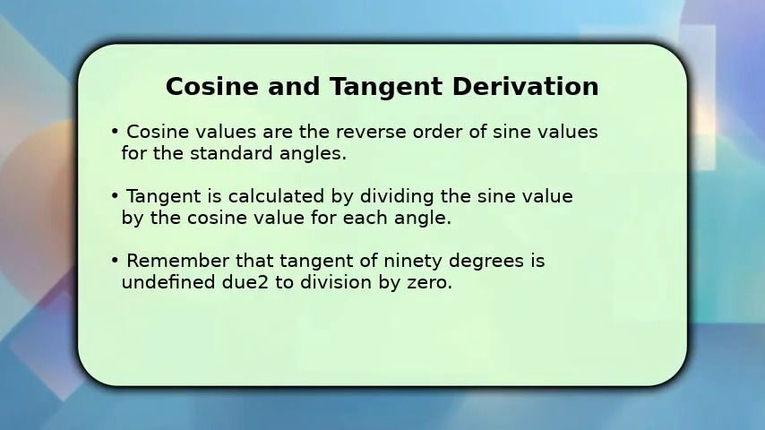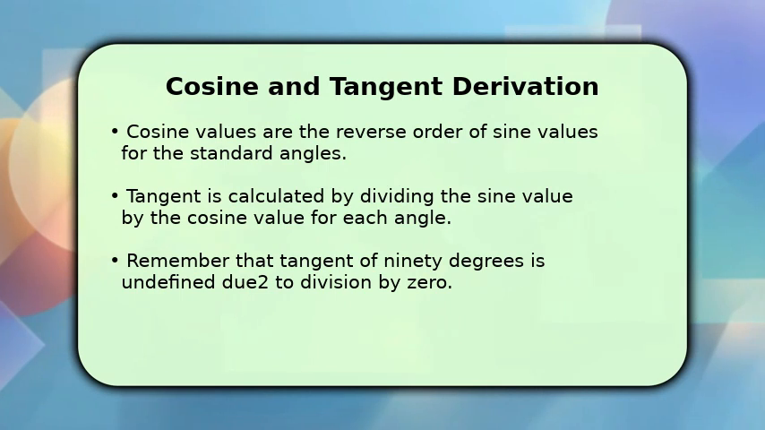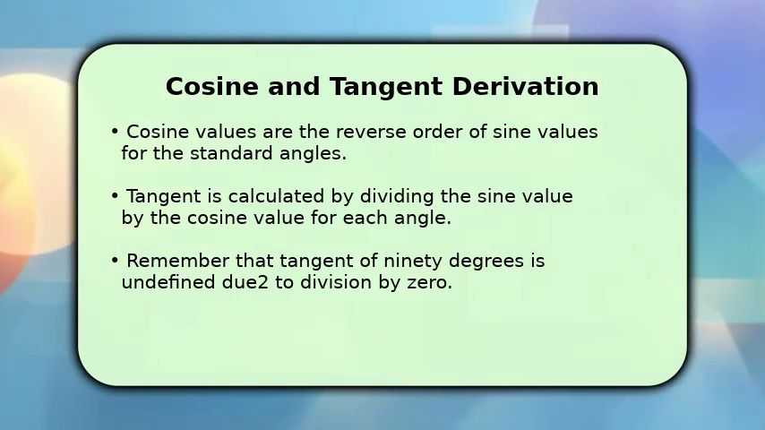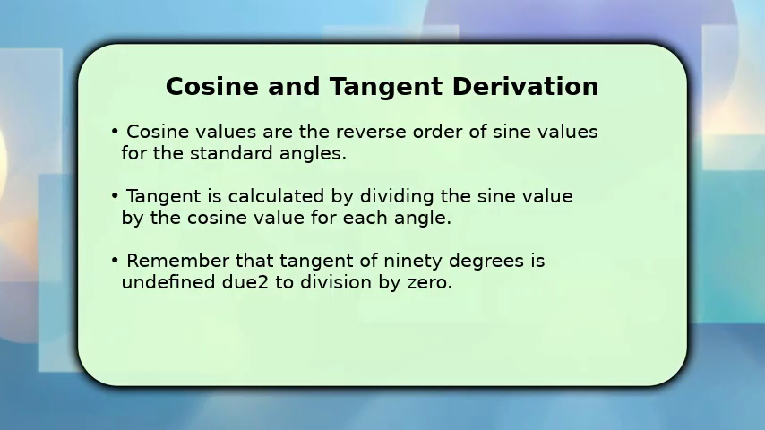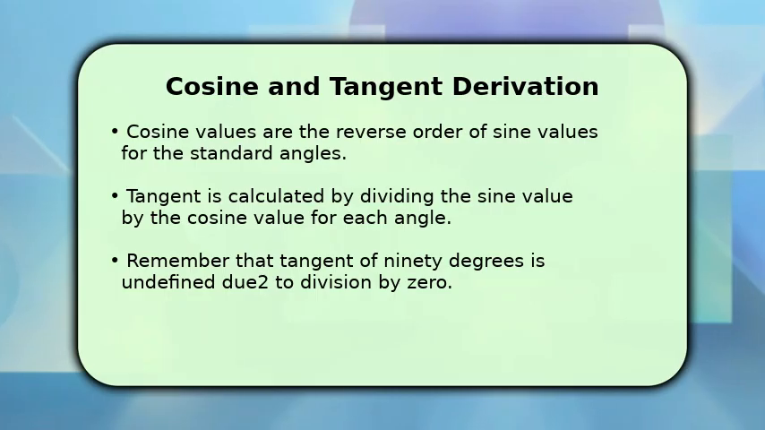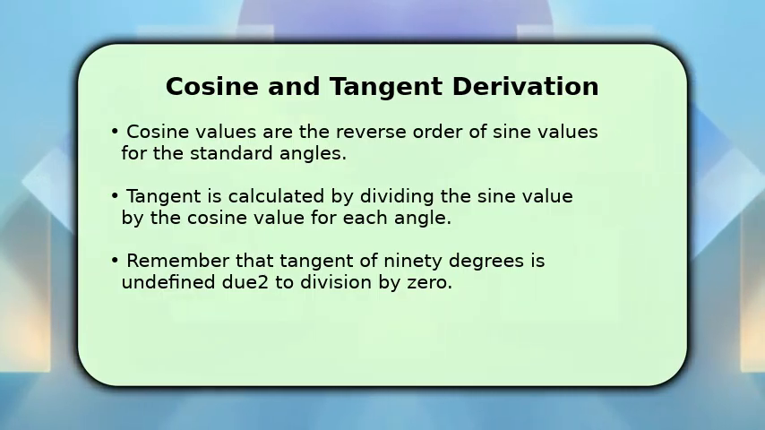Once you have the sine values down, finding cosine is straightforward. The cosine values are simply the sine values in reverse order. For instance, sine of 90 degrees is 1, so cosine of 0 degrees is 1. To find tangent, just divide the sine value by the cosine value for each angle. Remember, tangent of 90 degrees is undefined because you would be dividing by 0, which is not allowed in mathematics.